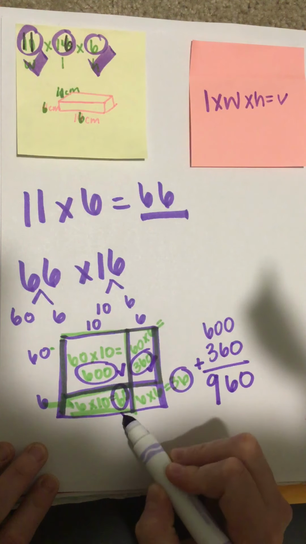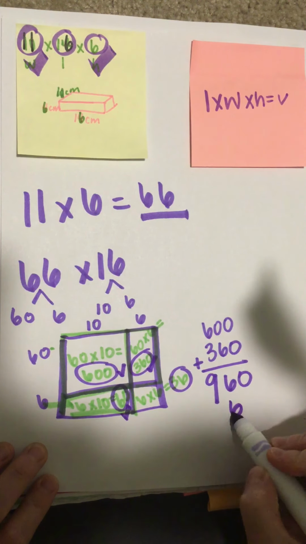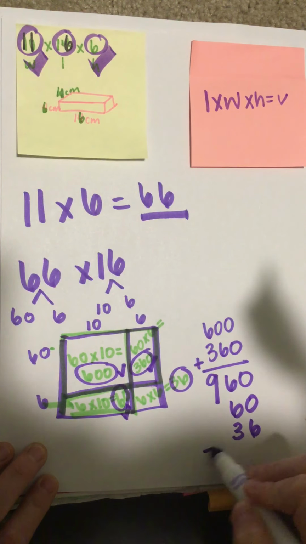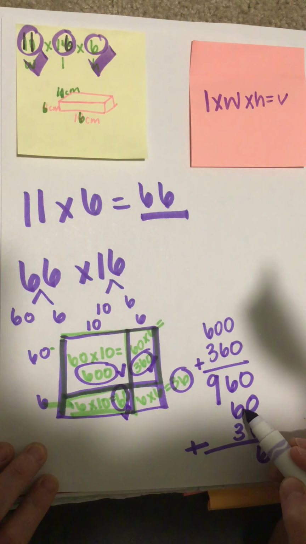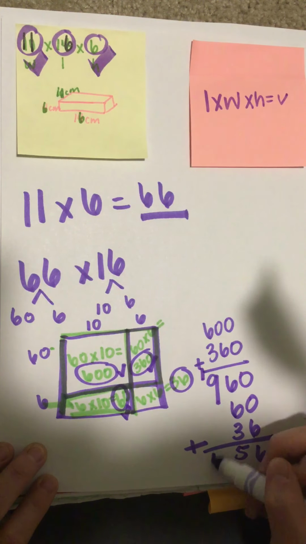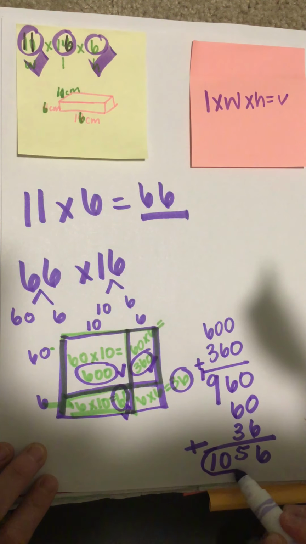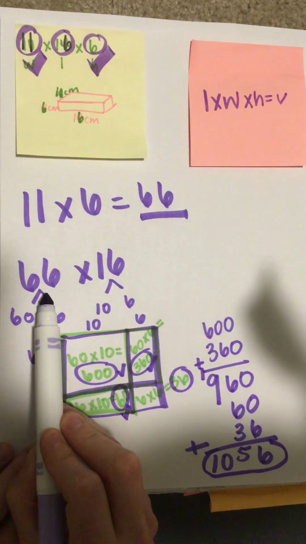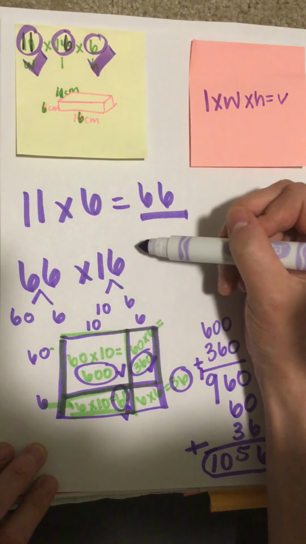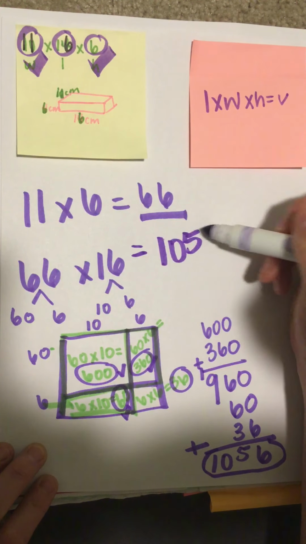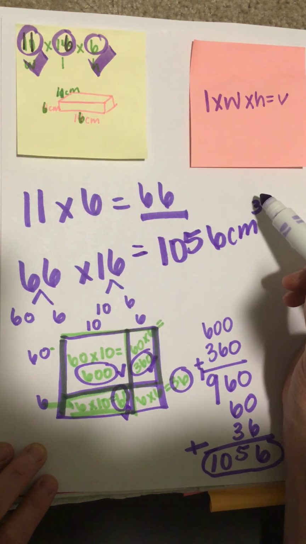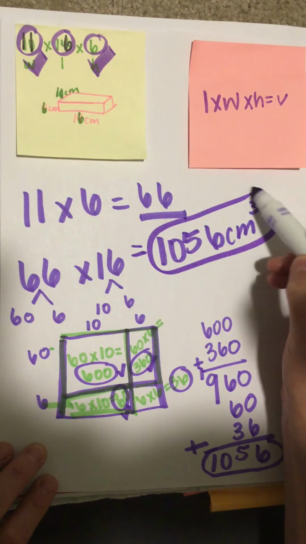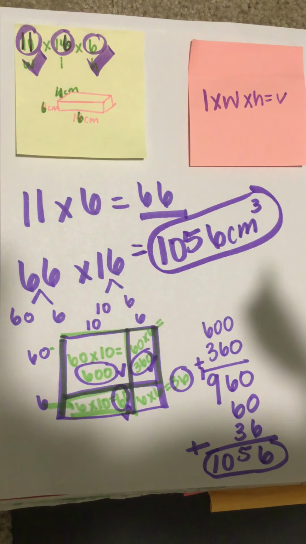Okay, but I still need to use these two, 60 and 36. I'm going to add them together. So I have 6. 6 plus 6 is 12. 12 plus 3 is 15. 9 plus 1 is 10. Okay, so this is my product for 66 times 16, and it happens to be the volume, centimeters cubed. It happens to be the volume of my pencil box, my estimate of the volume of my pencil box.